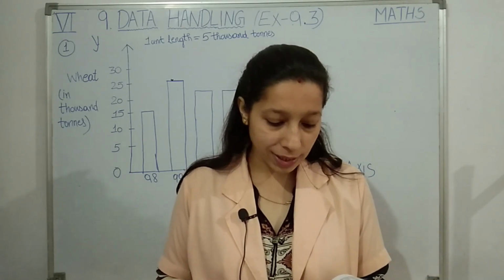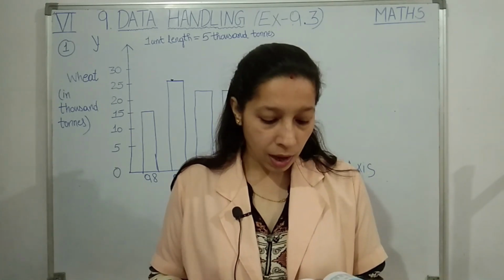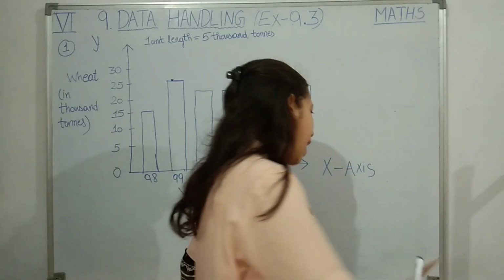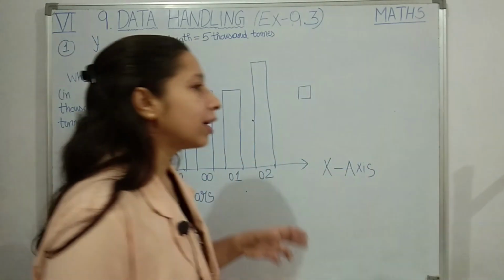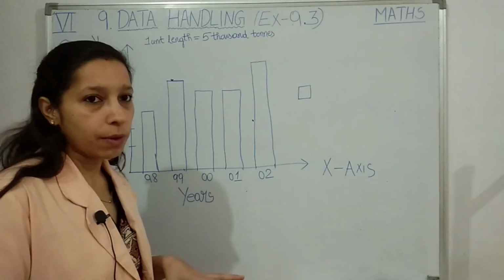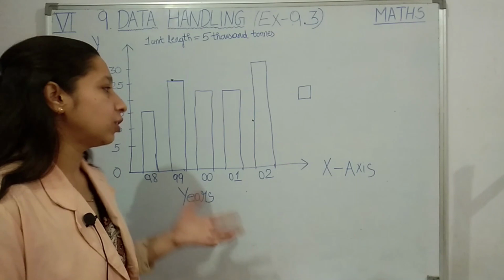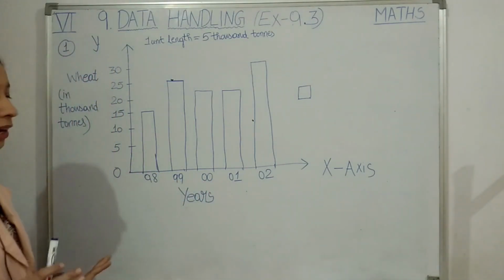In which year was the wheat production maximum, the wheat production minimum? That means we have to give the year in which there was maximum wheat production and minimum wheat production. Okay, let us first observe the bar graph now.